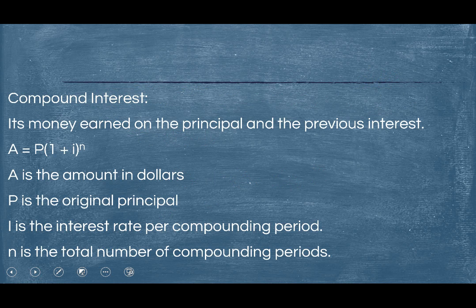So now your investment's worth $3,540. Compound interest is a little more complicated, but it's more realistic to how a real world investment will behave. It's money earned on the principal and previous interest earned.